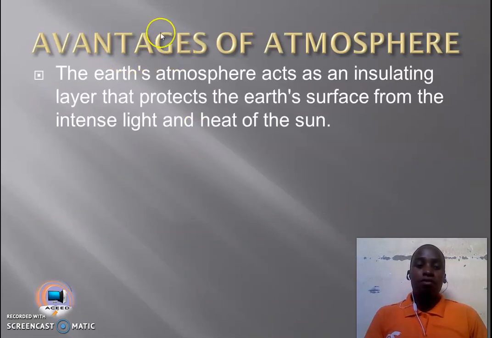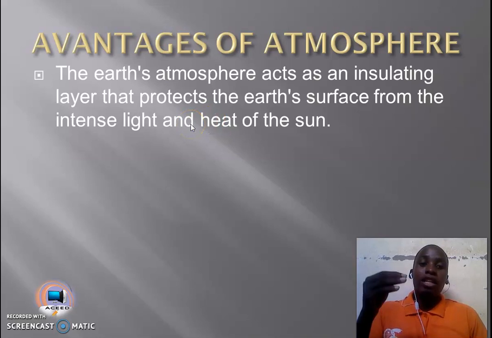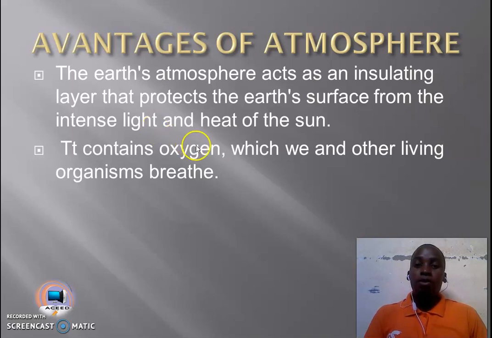So apart from that, we have advantages of atmosphere. Faida sasa za atmosphere ni zipi? Faida ya kwanza, the Earth's atmosphere acts as an insulating layer that protects the Earth's surface, na kulinda ardhi from the intense light and heat of the sun. Kazi yake ni kulinda ile mionzi yote ya jua ambayo inapiga kutoka kwenye jua kuja ardhini. Kwa mfano ndani ya layer zile tuna ozone layer ambayo inafyonza ile mionzi ya jua ambayo inatoka direct from the sun. Lakini vile vile ina contain oxygen.